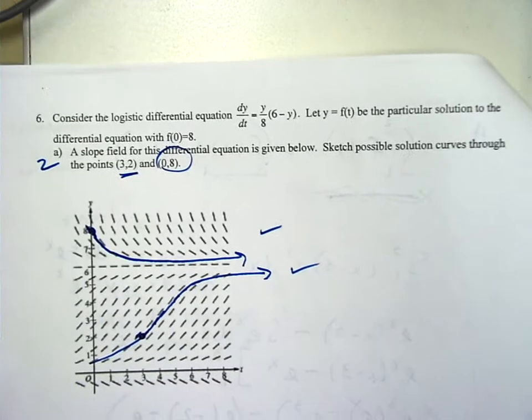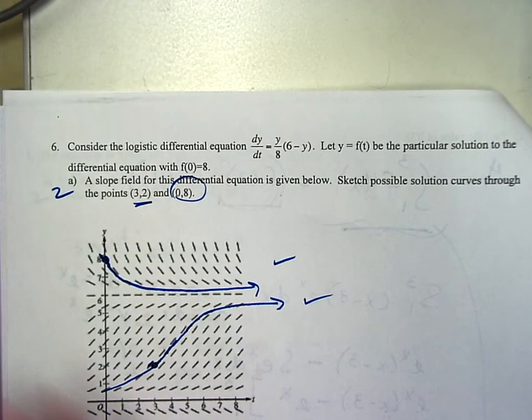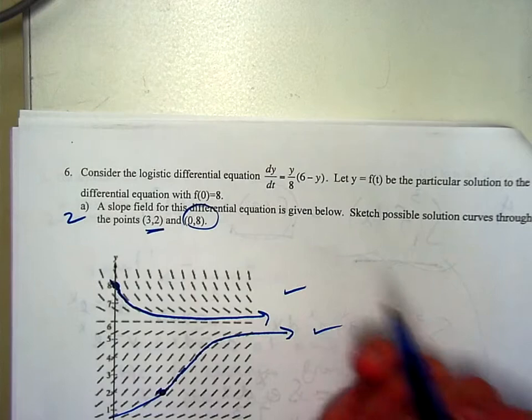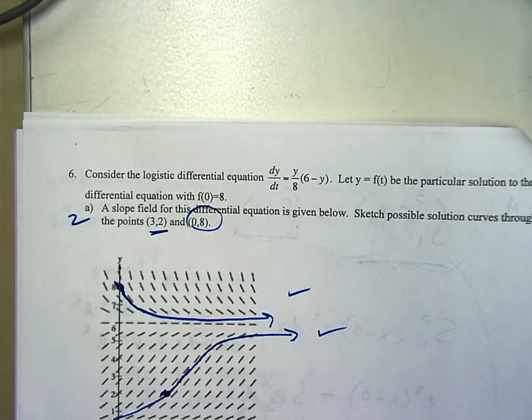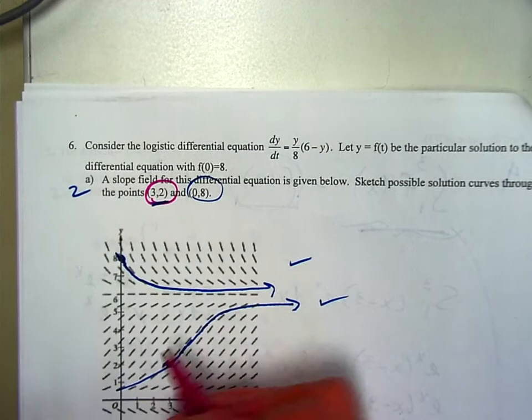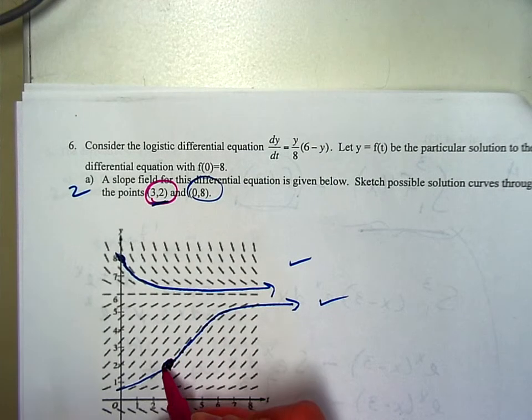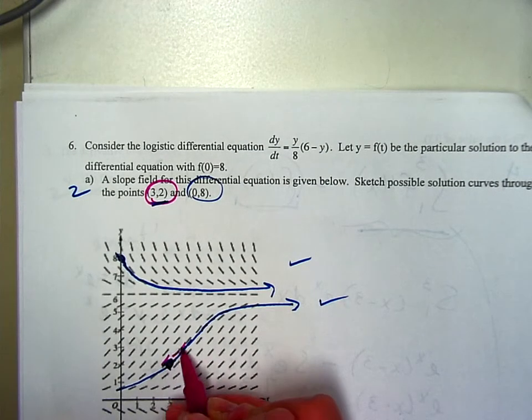Okay. The first question is asking to draw a slope field at 2 different points. This is a 2-point question. Basically, when you draw a slope field, a solution is you're going to start at the point they give you. They give you 3, 2, which is right here. And then these little tangent line segments show you which direction to move.